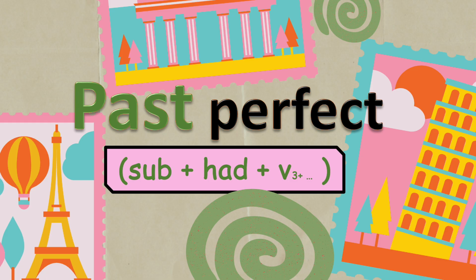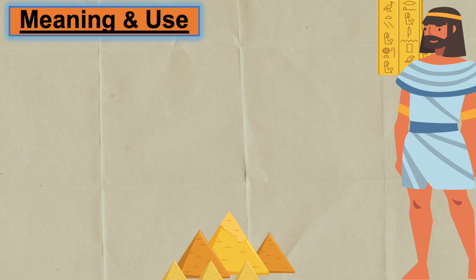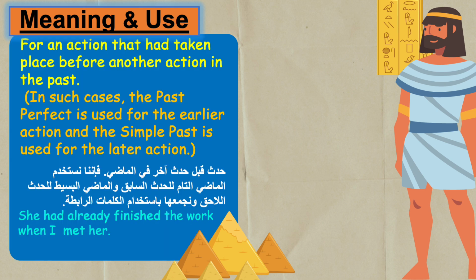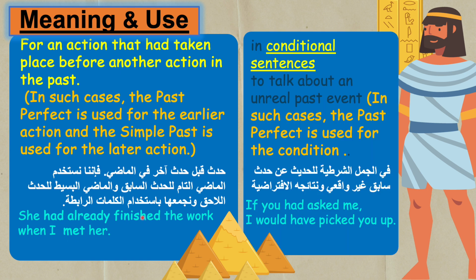Past perfect tense. Meaning and use. The past perfect tense, also called pluperfect, is used to describe an action that had taken place before another action in the past. In such case, there are two actions. We use the past perfect for the earlier action and the simple past for the later action. She had already finished the work when I met her. Had finished is the earlier action.